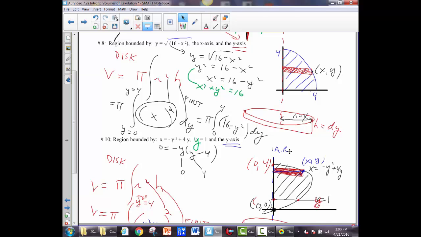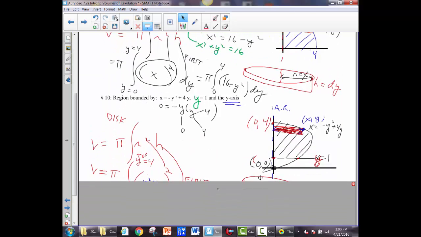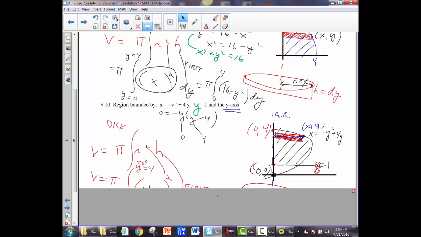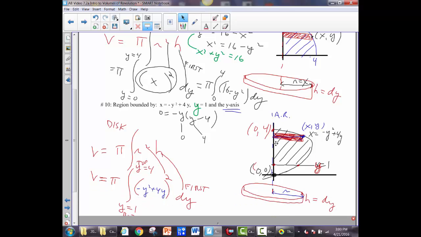Now, all these regions are revolved about the y-axis. So I'm going to take my little strip to be horizontal, which is perpendicular to my vertical y-axis, the axis of rotation. And so when I take that little rectangular strip and rotate it, I will get the following. I am rotating on an edge of the region, so again, it'll be a disk. H this time is dy. My radius would be the x coordinate of that point.